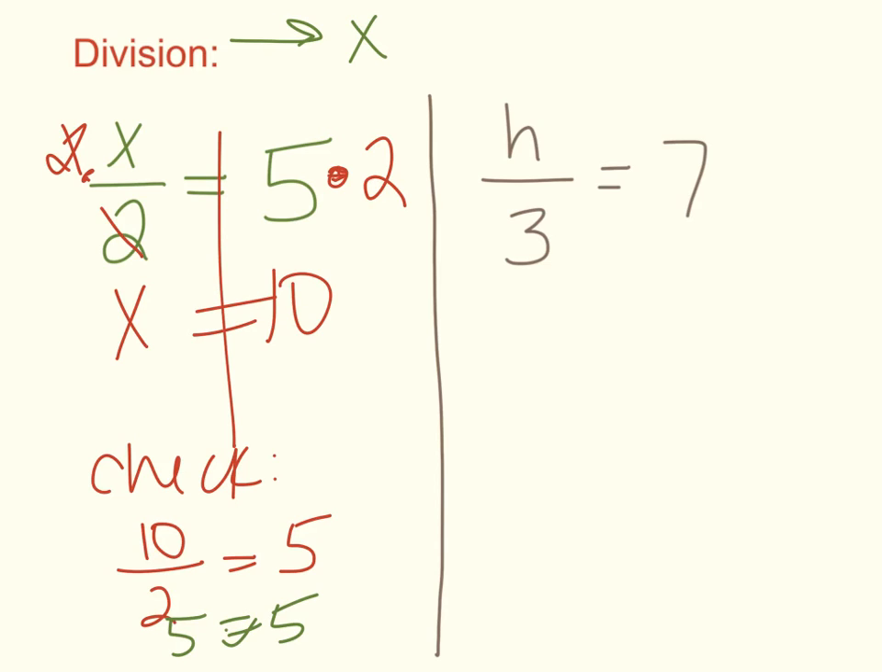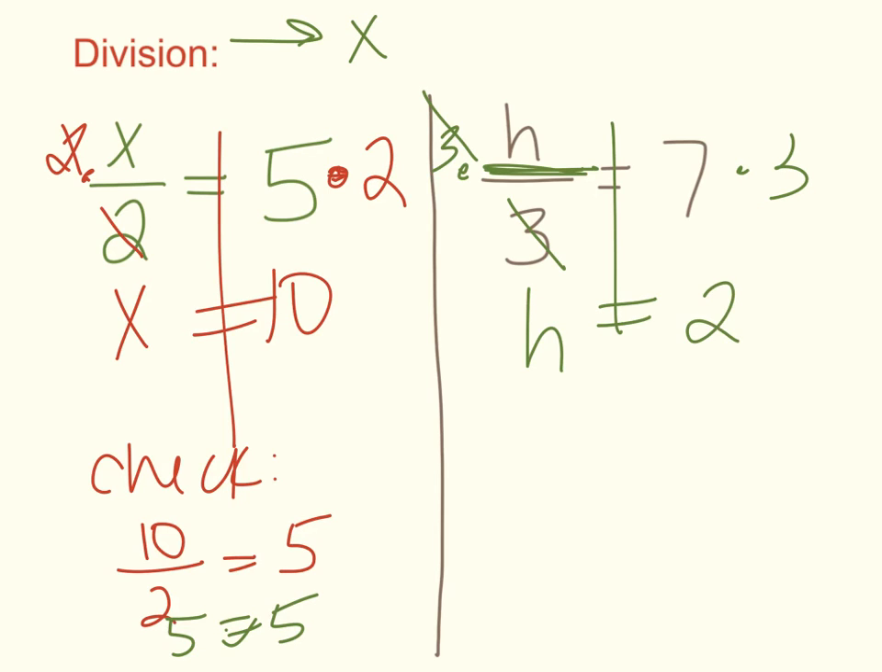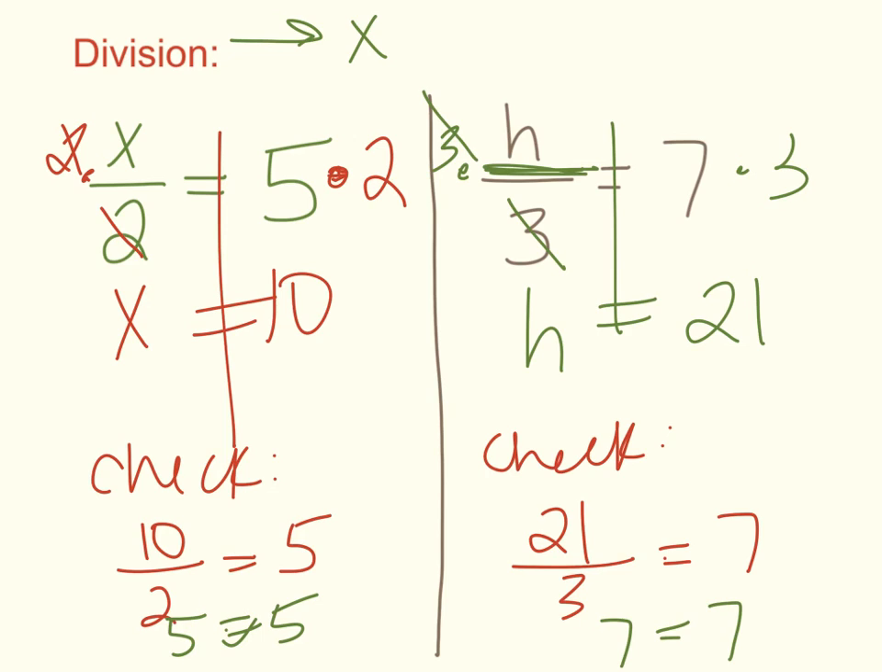Let's go ahead and take a look at our second example. We are dividing by 3, which means we are going to have to multiply by 3 on both sides. Our 3's cancel, and h equals 21. If we go ahead and check our answers, you'll put 21 in for h. 21 divided by 3 should get me to 7. 21 divided by 3 is 7, and 7 is equal to 7.